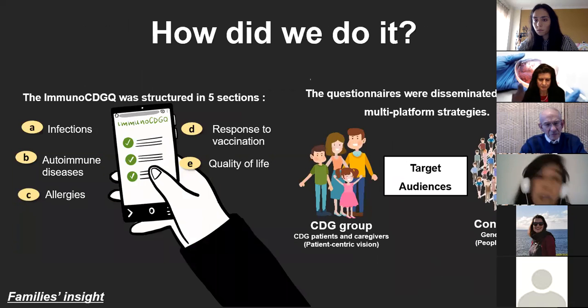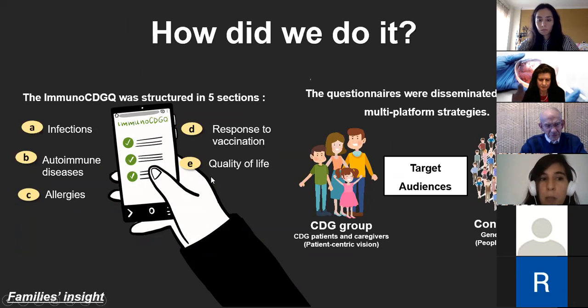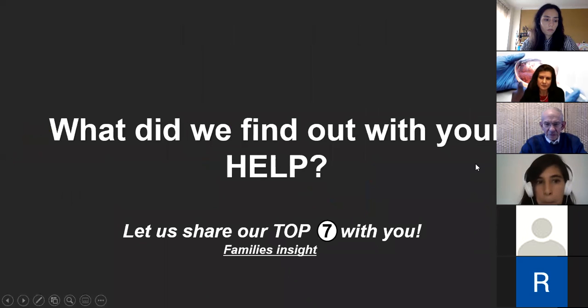So how did we do that? Well, we created an electronic questionnaire, which was structured into these following 5 sections that you can see listed here, and then it was disseminated online using multiple platform strategies. We not only targeted CDG families and patients, but we then adapted our tool and also disseminated it among the general healthy population that we used as a control in our study.